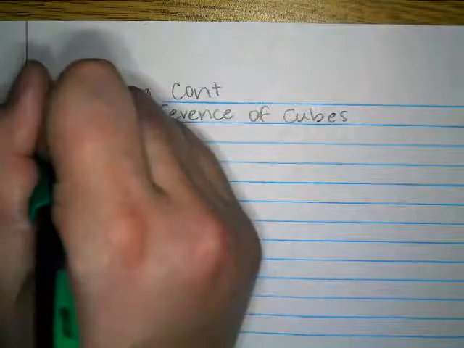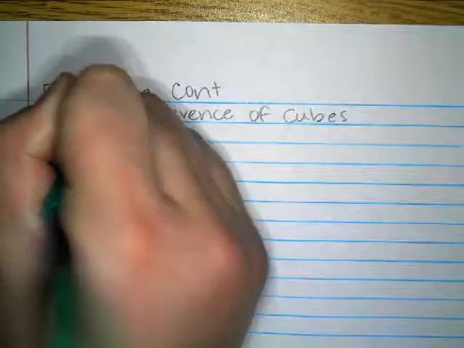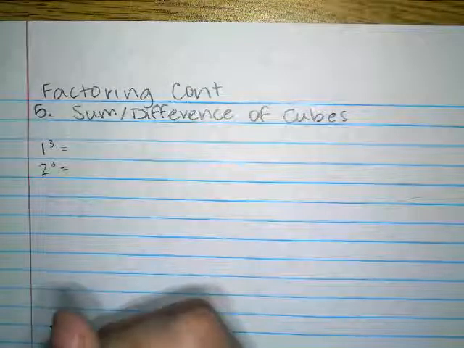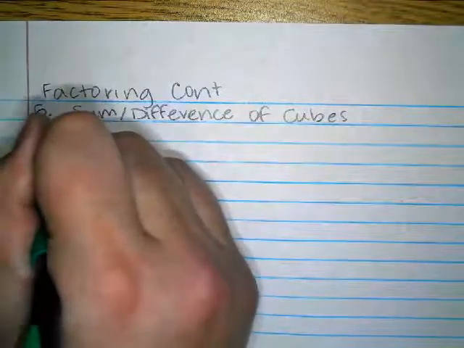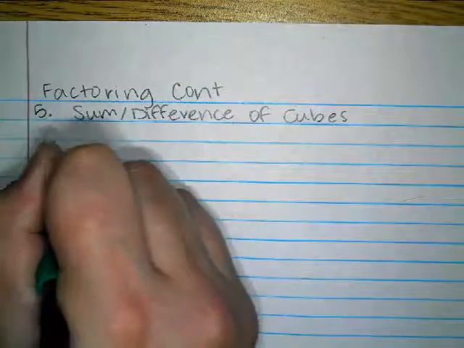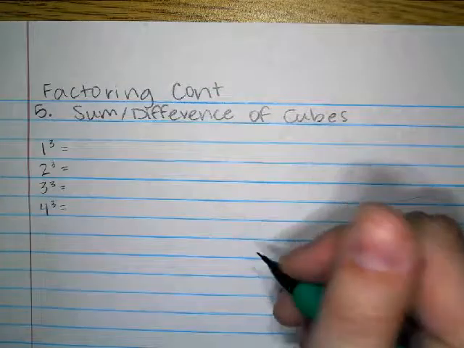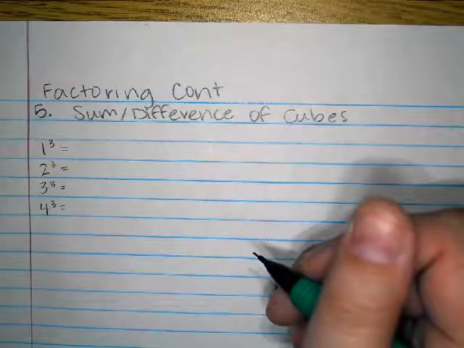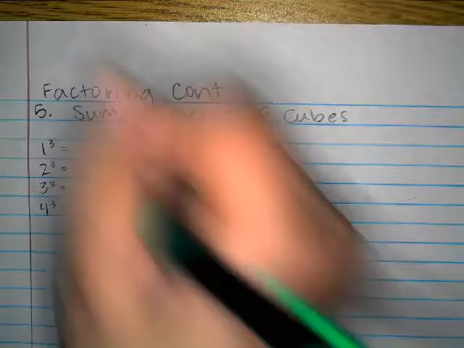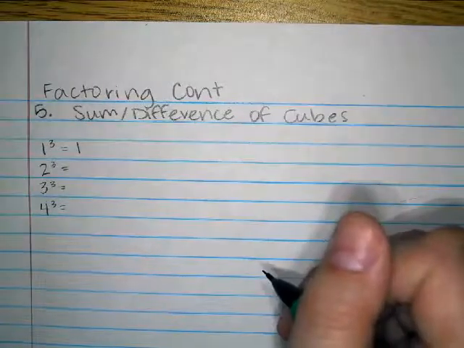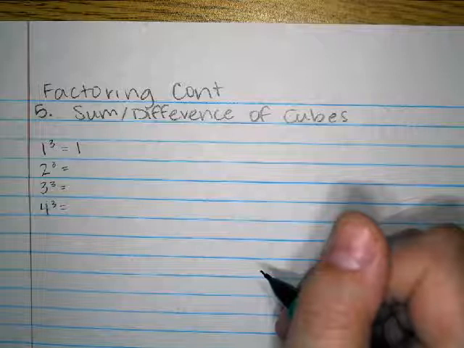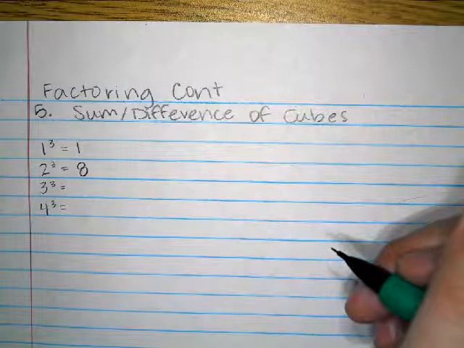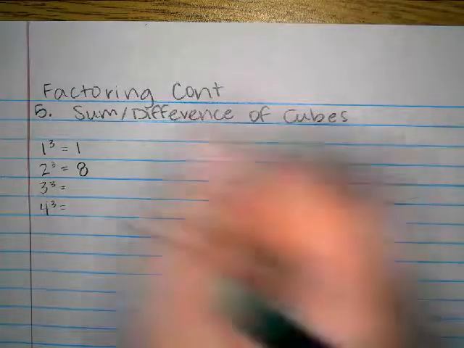So the first thing I'm going to do is have us write down our perfect cubes, because people don't have those memorized as much, and we're going to need to recognize them. So 1 to the 3rd power is what? 1 times 1 times 1 is 1. 2 times 2 times 2, 8. 3 times 3 times 3, 27.